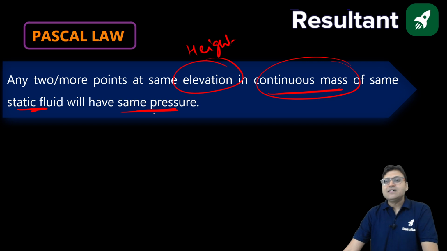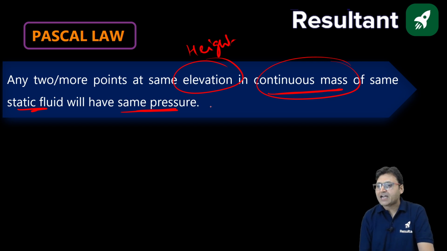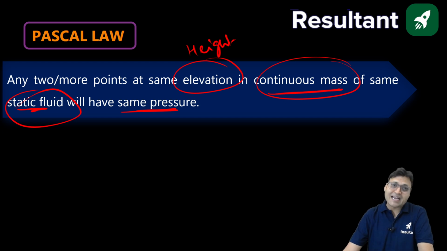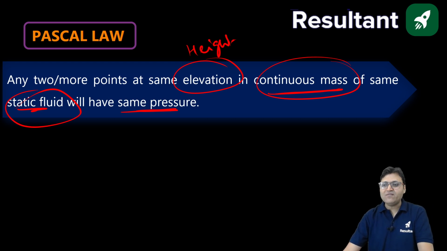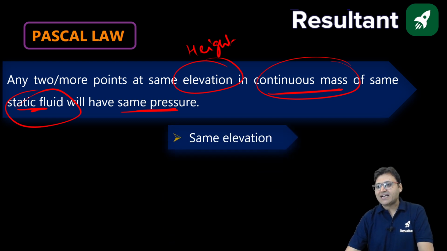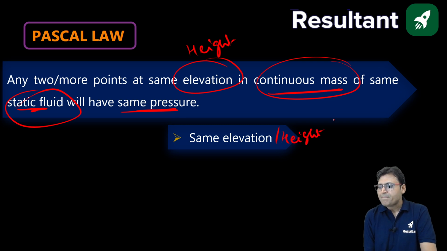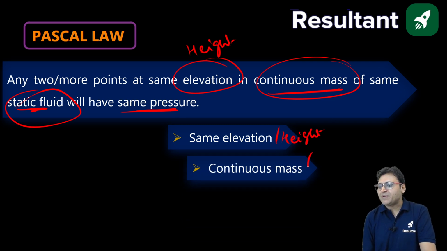So there are three conditions: same elevation, continuous mass, and static fluid. So if these three conditions are getting satisfied for any fluid or any points lying in the fluid, then the points will have same pressure. So these are the conditions. Same elevation means same height. Then continuous mass means single fluid. The point must be part of the single fluid.